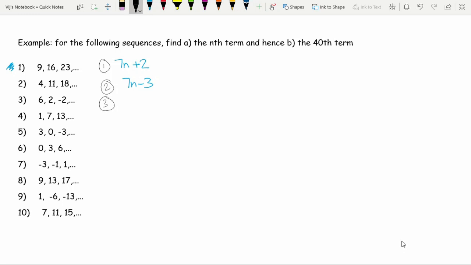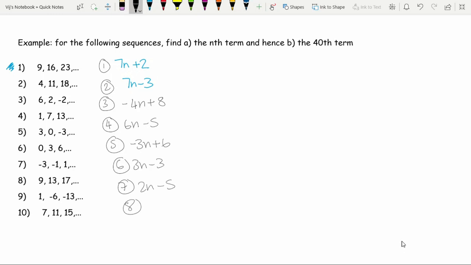For number 3 we've got minus 4n plus 8. For 4 we've got 6n take away 5. For 5 we've got minus 3n plus 6. For 6 we've got 3n minus 3. For 7 we've got 2n minus 5. For 8 we've got 4n plus 5. For 9 we've got minus 7n plus 8. And finally for 10 we've got 4n plus 3.